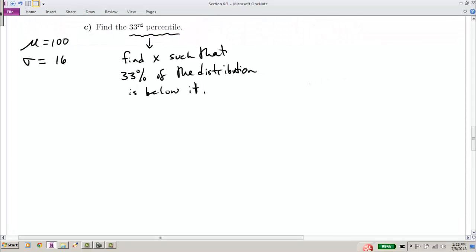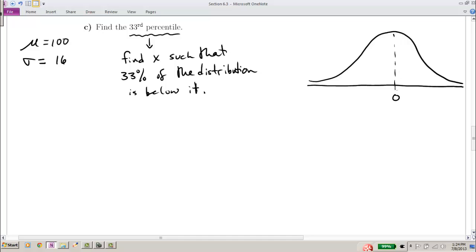And so I'm going to just sketch the curve here. 33% is below it. 33% is less than 50. Less than half is below it. So I know that this value has got to be to the left of the mean. So the mean, of course, is 100, has a z-score of 0, and the 33rd percentile, P33, we know that this area is 0.33.